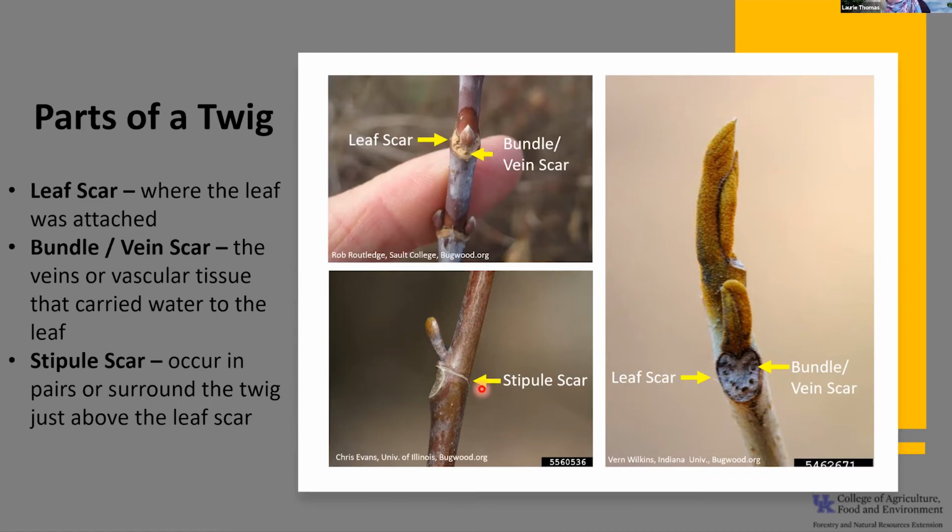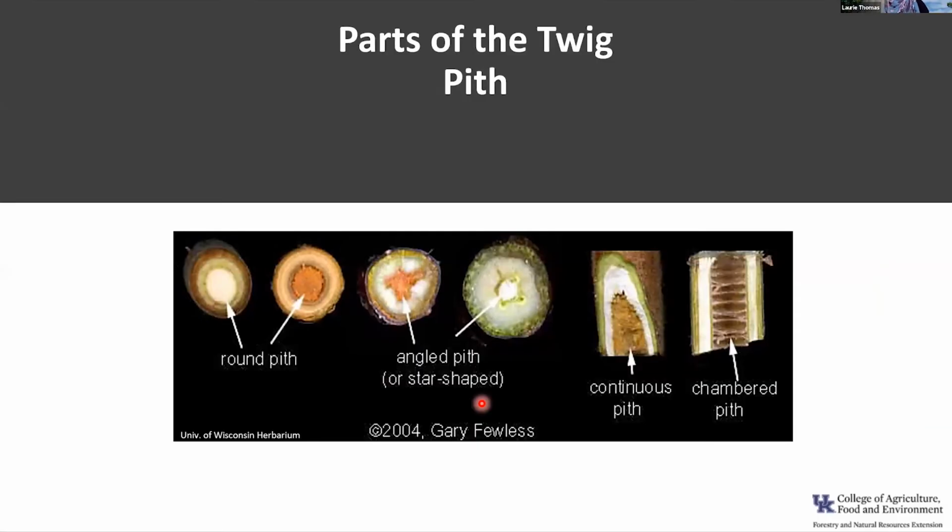So not all trees have that, but that can be a really good identifying characteristic, and we will see this one a little bit later on. So those are some of the main characteristics that we're going to focus on in winter tree identification while we use our winter dichotomous key. There is another one I did want to mention, and that is the pith.